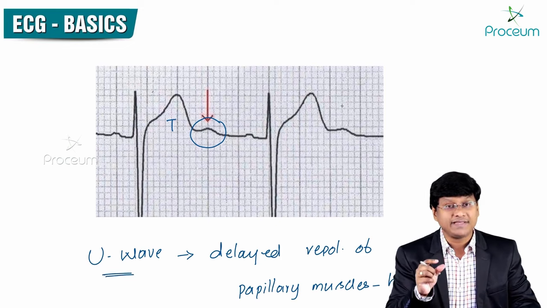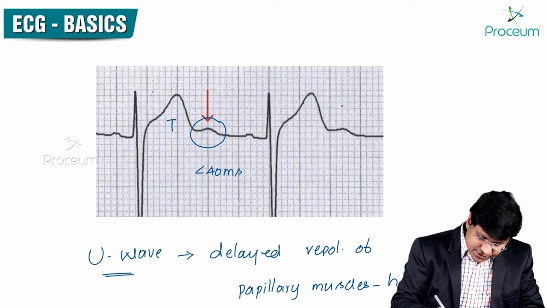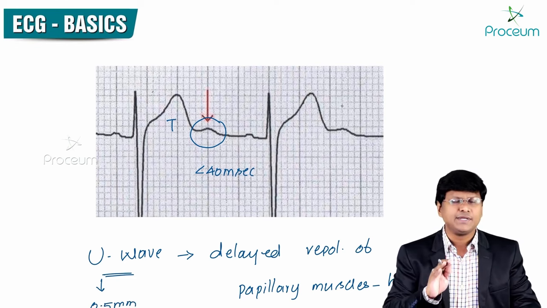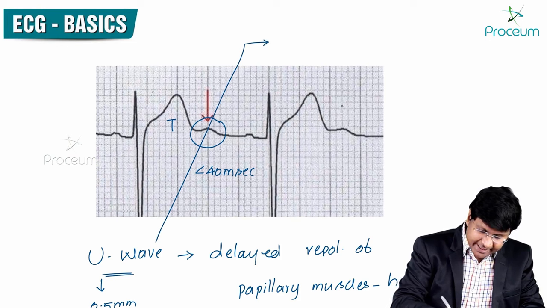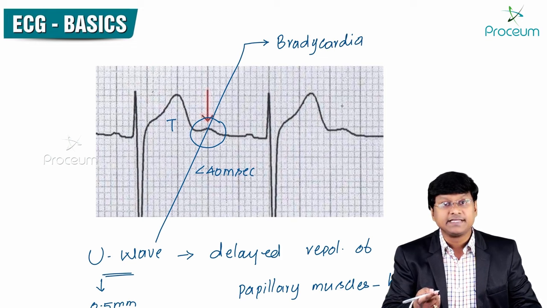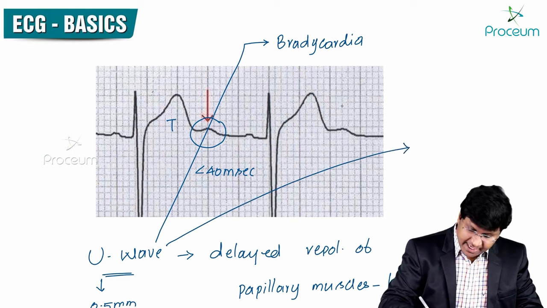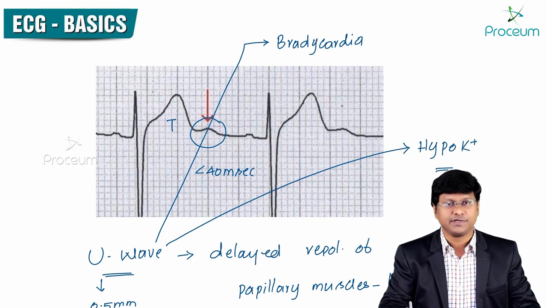And what will be the duration of the U wave? The duration of the U wave is less than 40 milliseconds. And the amplitude of the U wave is around 0.5 mm. And the U wave can be physiological also, like in sinus bradycardia. But the pathological conditions where you will have the U wave are conditions like hypokalemia. In hypokalemia, you have the appearance of this U wave.